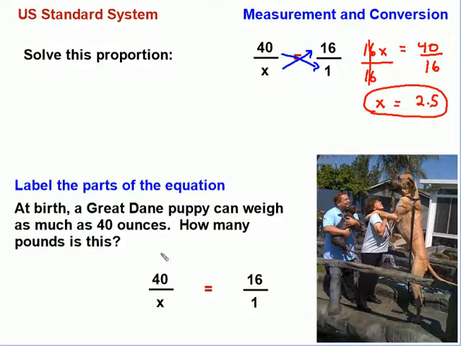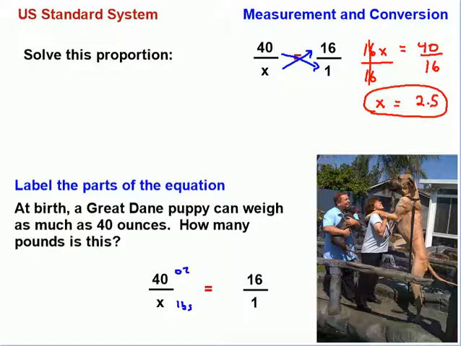So to do that, we can solve a proportion. And what we do is we start with the number of ounces. So we know that they can weigh 40 ounces. And we want to know the number of pounds. And the abbreviation for pounds is LB. So pounds versus ounces. So that means we need some sort of unit to convert that.